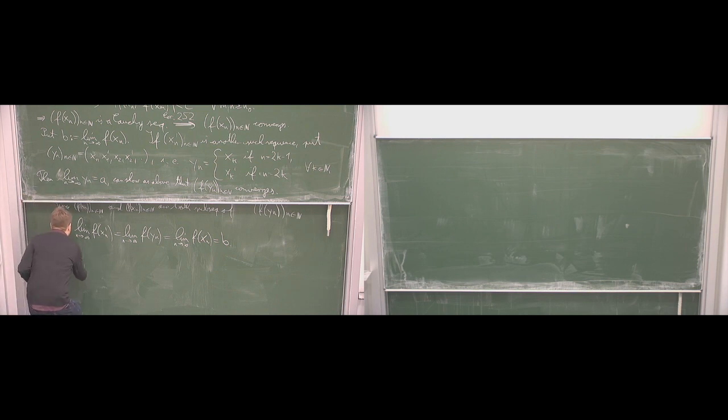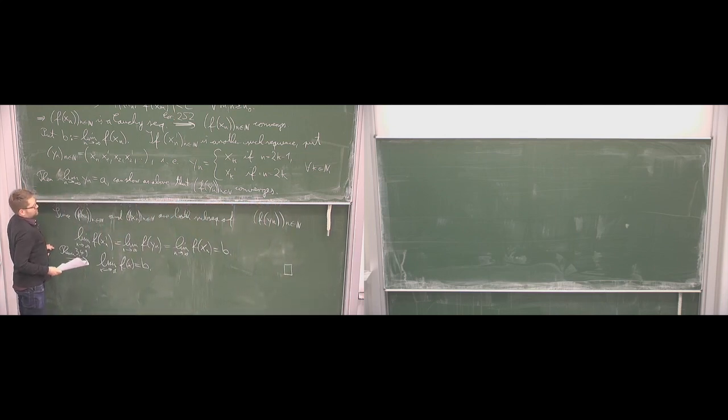So this shows, by theorem 349, which was the sequential criterion for limits, that the limit as x goes to a of f of x is precisely this value b. And this shows especially that we have such a limit. Okay, so this proves the result.